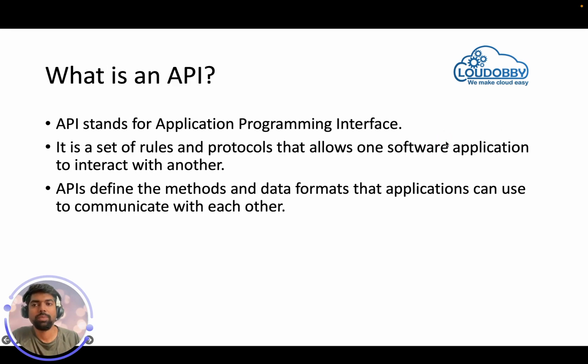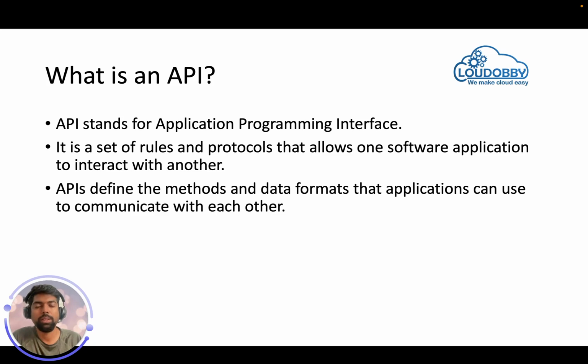Let's move on. API is nothing but application programming interface. So when we say application programming interface, an application is nothing but a program or code which you write in JavaScript, Python, Node.js, AngularJS, and you make that application an interface to connect to another application. We will see detail upon it. It is a set of rules and protocols that allows one application to interact with another application.